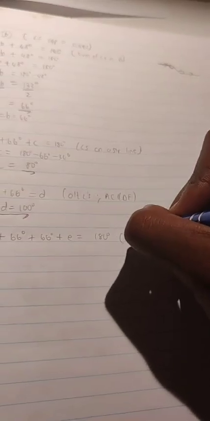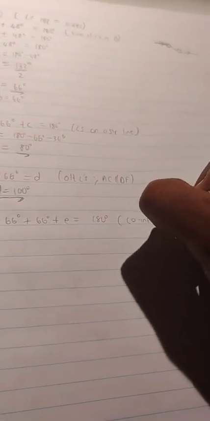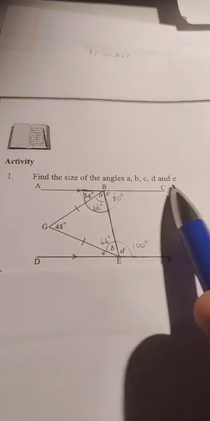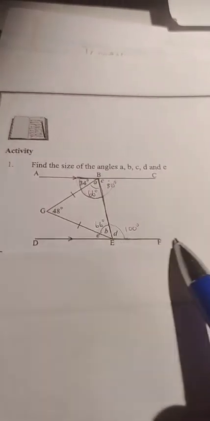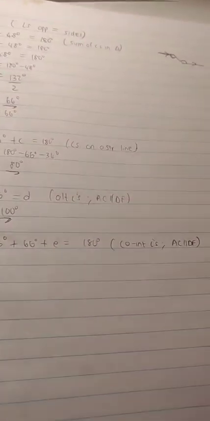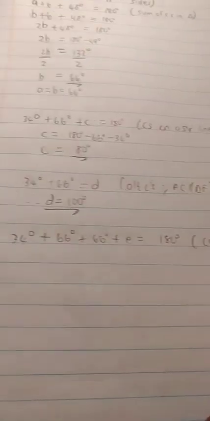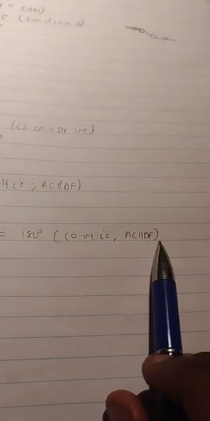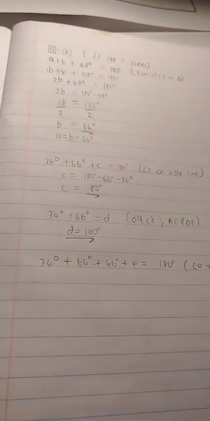180. Then the reason we use is co-int angles, and then we write the lines that are parallel. AC is parallel to DF. AC parallel to DF. Guys, I hope you will never be people that forget to write the reason fully. I hope not.